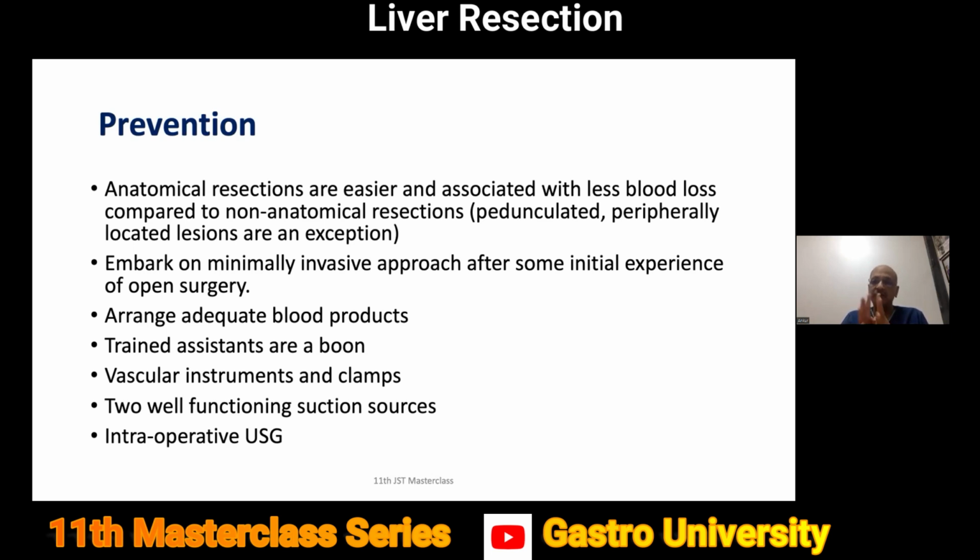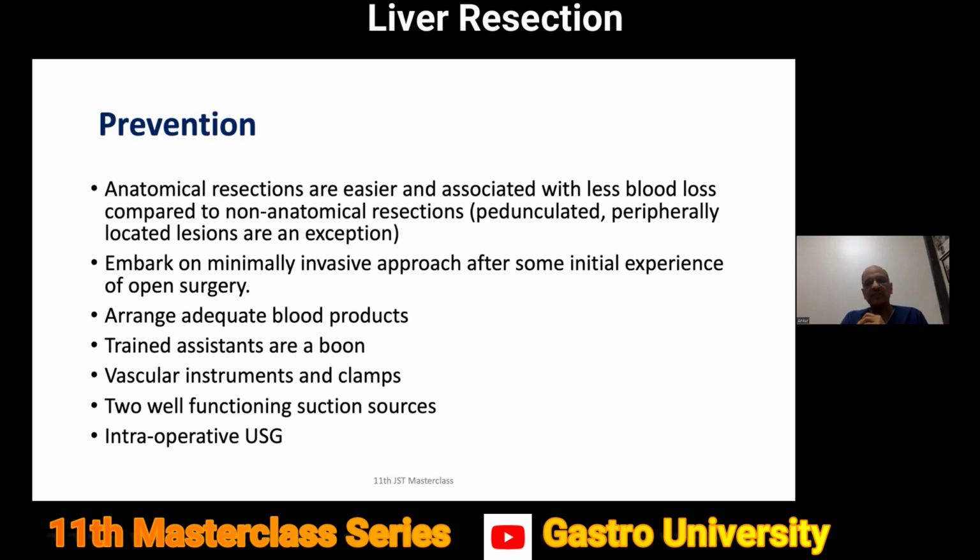Having trained assistants is a boon, and I've realized so many times that when we have these trained MCH fellows helping us, they are full well experienced surgeons. So it's really helpful when you are doing liver resections. Vascular instruments and clamps should be available in plenty.